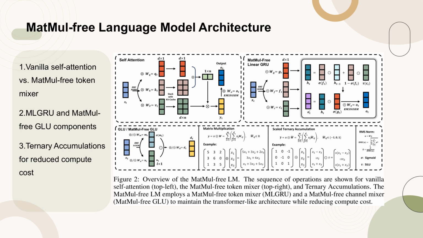Figure 2 provides an overview of the MatMul-free language model (LLM) architecture. It contrasts the sequence of operations in vanilla self-attention with those in the MatMul-free token mixer and ternary accumulations. The MatMul-free LM incorporates a MatMul-free token mixer (MLGRU) and a MatMul-free channel mixer (MatMul-free GLU) to preserve the transformer-like structure while significantly lowering computational costs through the use of ternary accumulations.